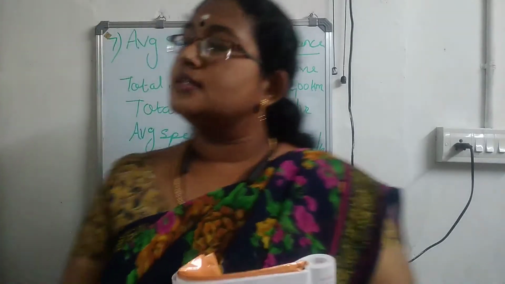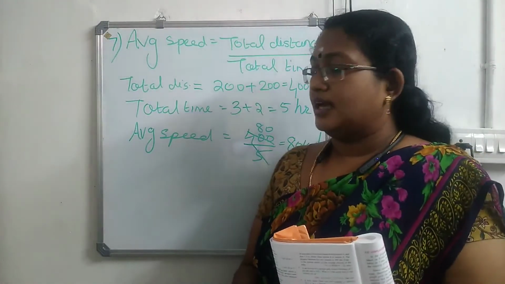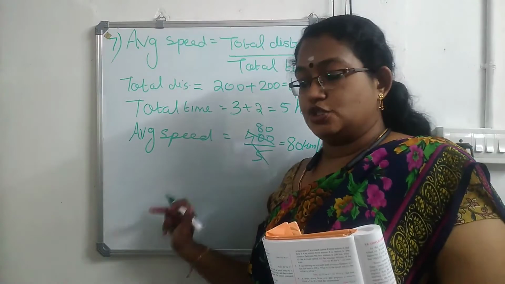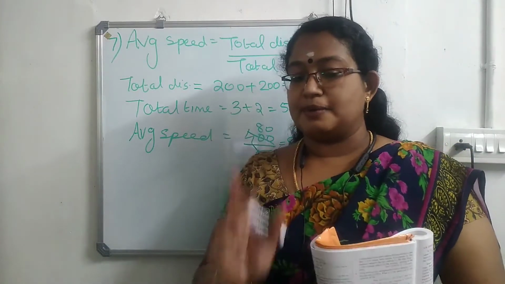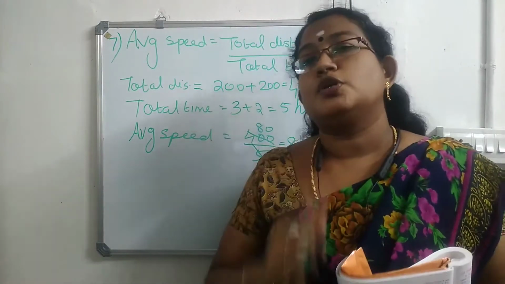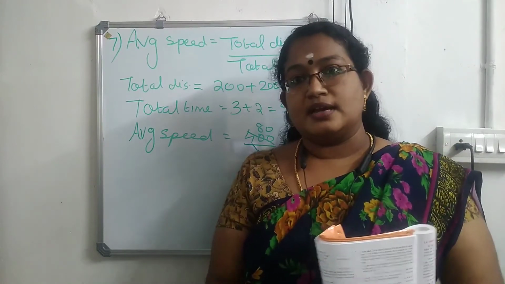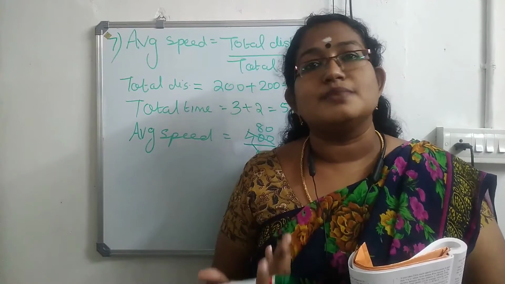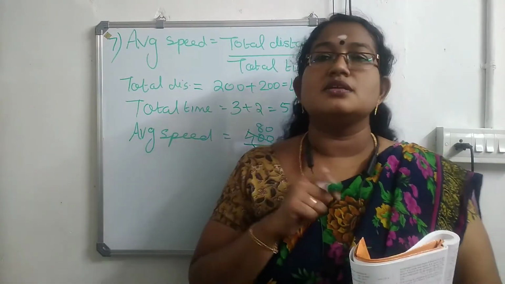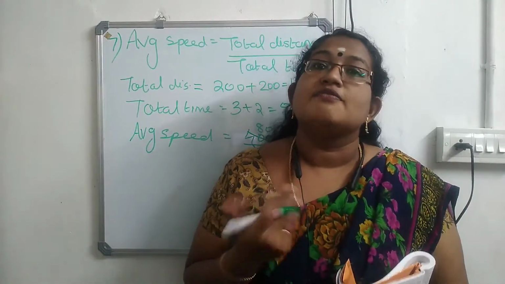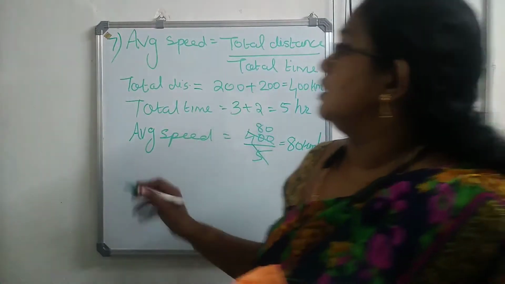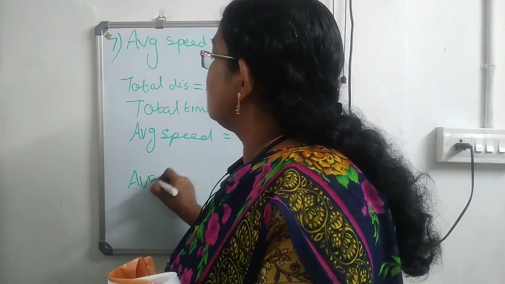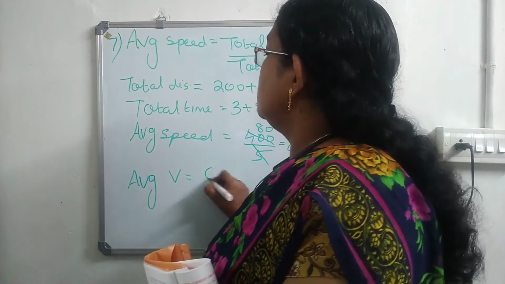Now what about the displacement in this case? Train started from A, reached B, then it returned back from B to A. So what about the total displacement of the train? Since the initial and final points are same, displacement is 0. If displacement is 0, what about velocity? Velocity will be equal to 0. So average velocity is equal to 0.